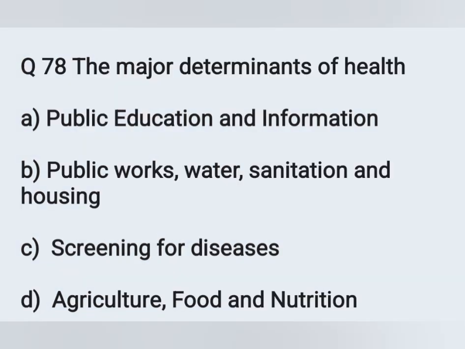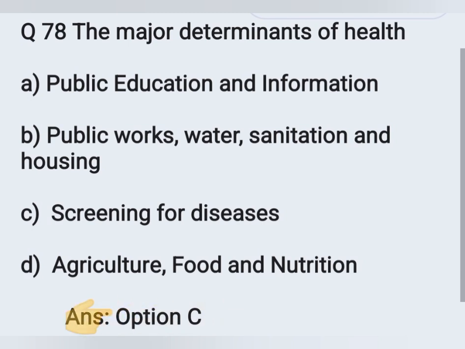And the next question number 78. The major determinants of health. Options. Option A, public education and information. Option B, public work, water, sanitation and housing. Option C, screening of diseases. Option D, agriculture, food and nutrition. The major determinants of health is screening for diseases. Option C is the correct answer.